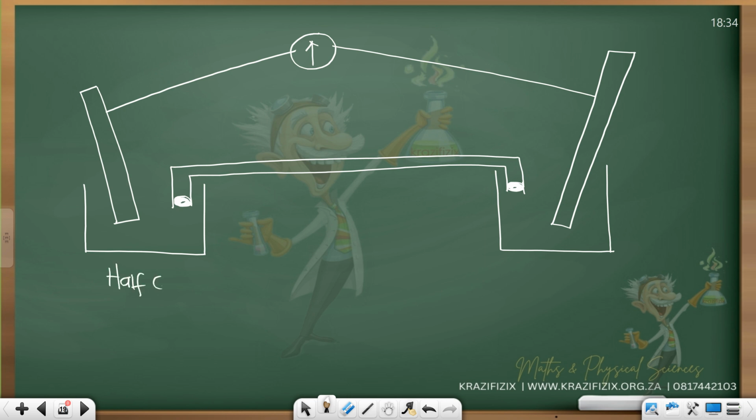This is going to be my half cell. And this is going to be another half cell. Let's use examples. Let's use aluminum and magnesium. I don't know which one is the anode, I don't know which one is the cathode, so just a case study. Would that be fine? All right.